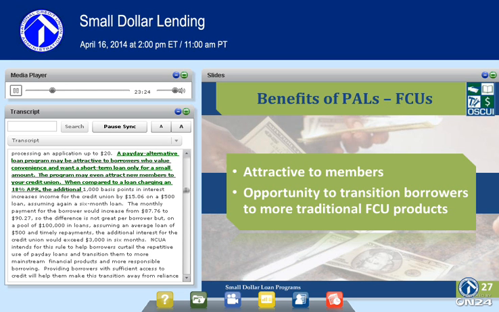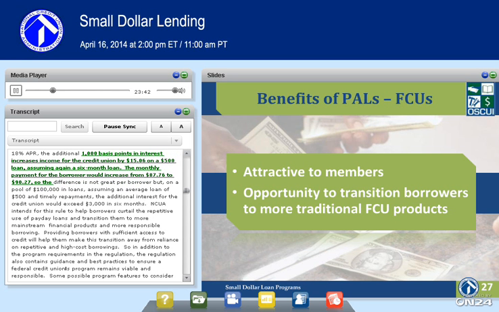The Payday Alternative Loan Program may be attractive to borrowers who value convenience and want a short-term loan only for a small amount. The program may even attract new members to your credit union. When compared to a loan charging an 18% APR, the additional 1,000 basis points in interest increases income for the credit union by $15.06 on a $500 loan, assuming, again, a 6-month loan. The monthly payment for the borrower would increase from $87.76 to $90.27.